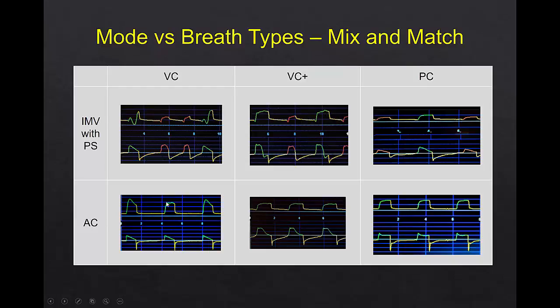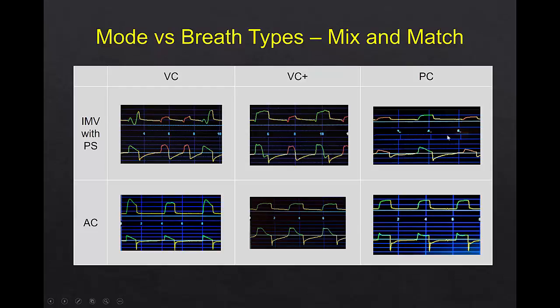With assist control, what happens with AC is you can get the same exact types of breaths mixed in, but they never get spontaneous breaths. So in this case, every time the patient breathes, in AC with VC, they get a volume controlled breath. With AC VC plus, they get a pressure regulated volume controlled breath. And with pressure control, every time they breathe or make an effort, they get a pressure controlled breath. Notice in the AC mode, there are no spontaneous breaths allowed.